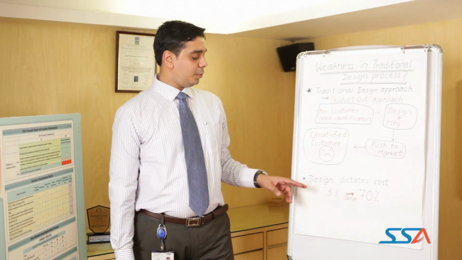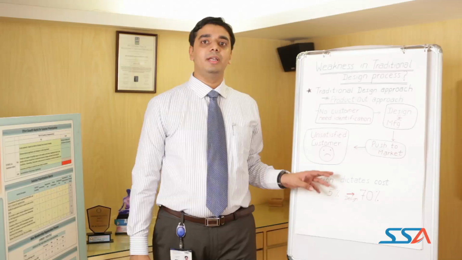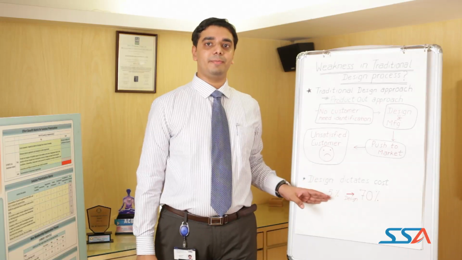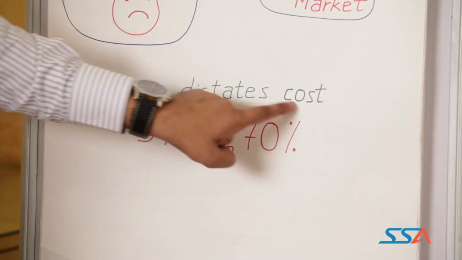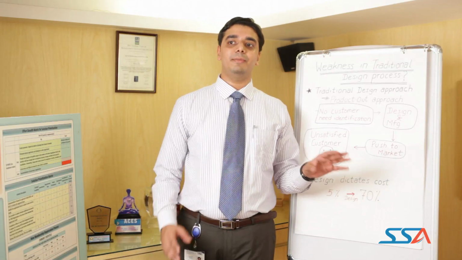Now let us see how design dictates cost. Around 5% of the product cost is gone into the development of the product, and 70% of the product cost is dictated by the designers who have committed the cost towards the product.